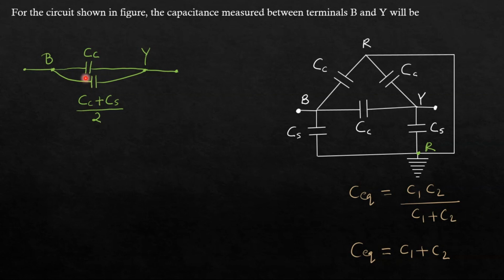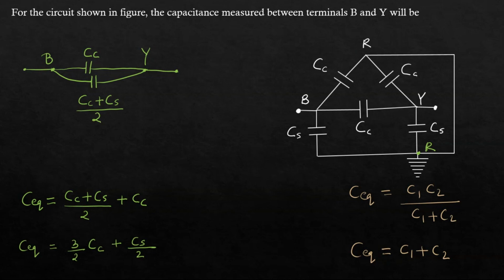Now again, Cc and (Cc plus Cs) by 2 are in parallel, so they will get added up. Therefore, C equivalent between B and Y is (Cc plus Cs) by 2 plus Cc. They will get added up. Now after simplification, it will come out to be 3 by 2 Cc plus Cs by 2. That is our equivalent capacitance between B and Y. Okay. So this was the most important point, that these nodes and these nodes are the same.